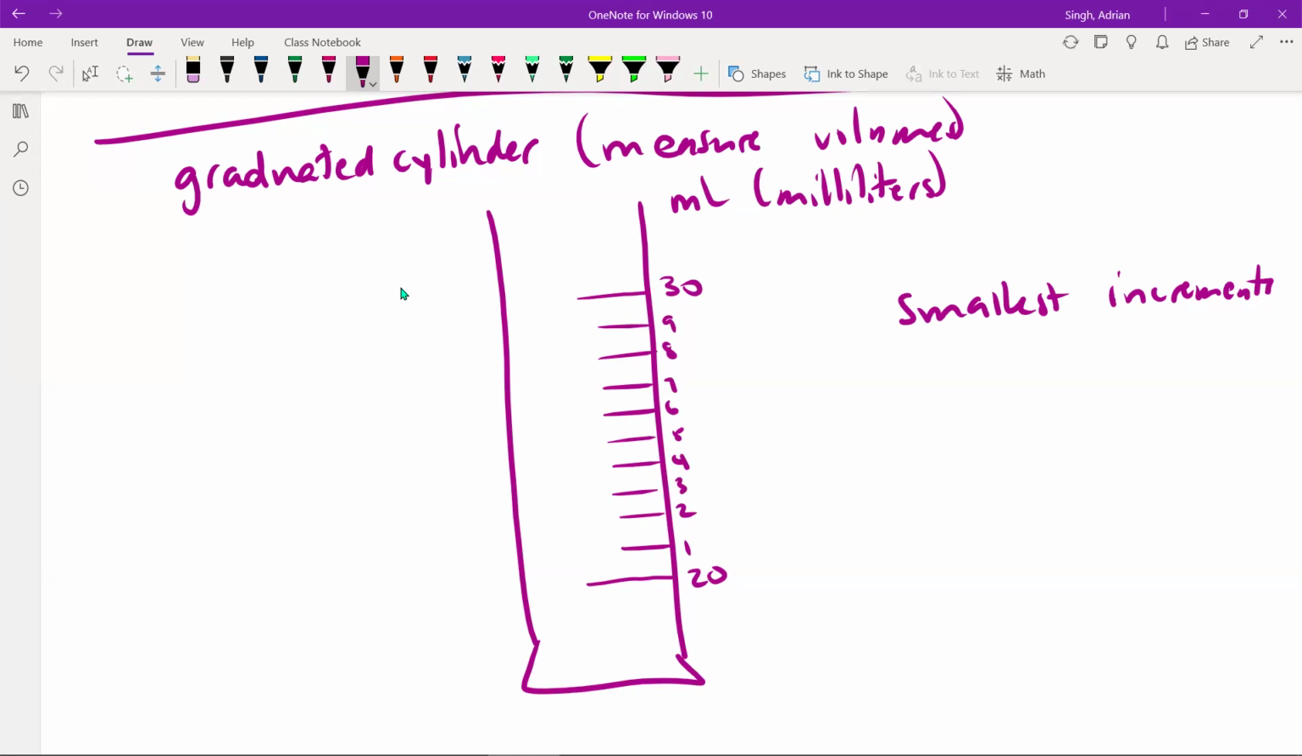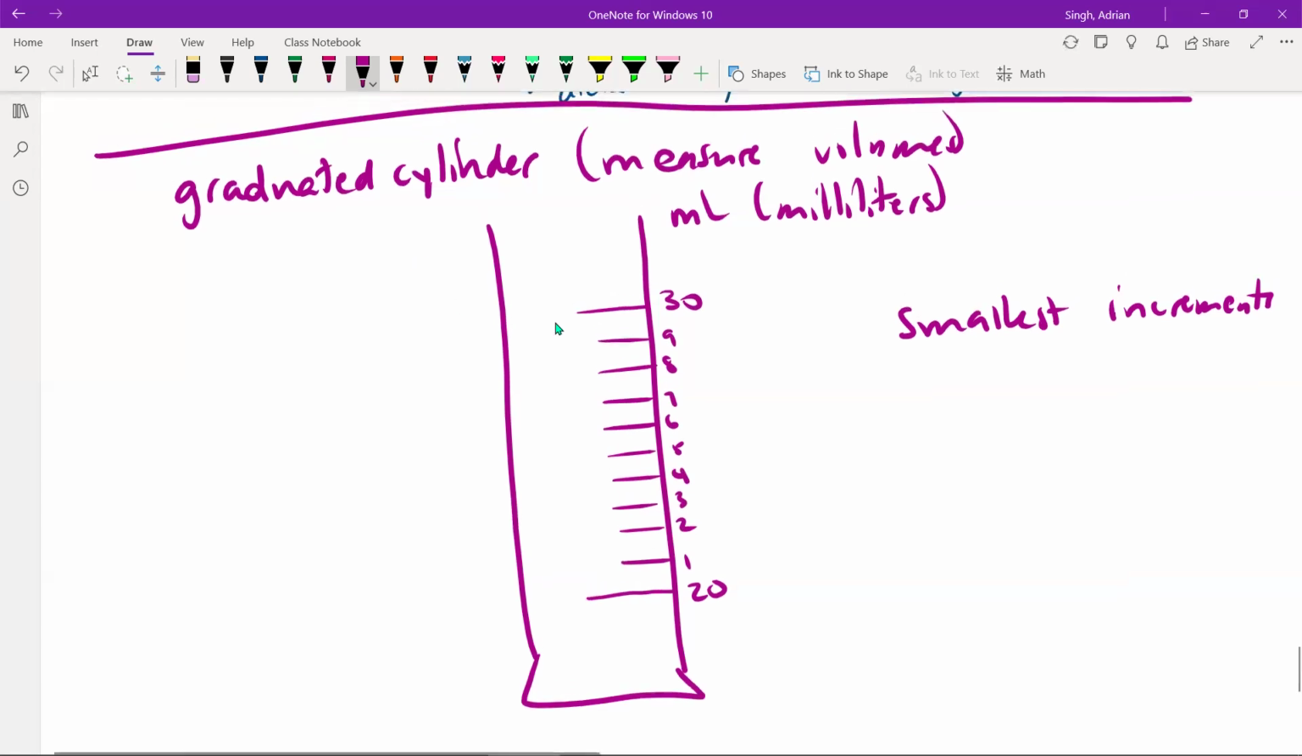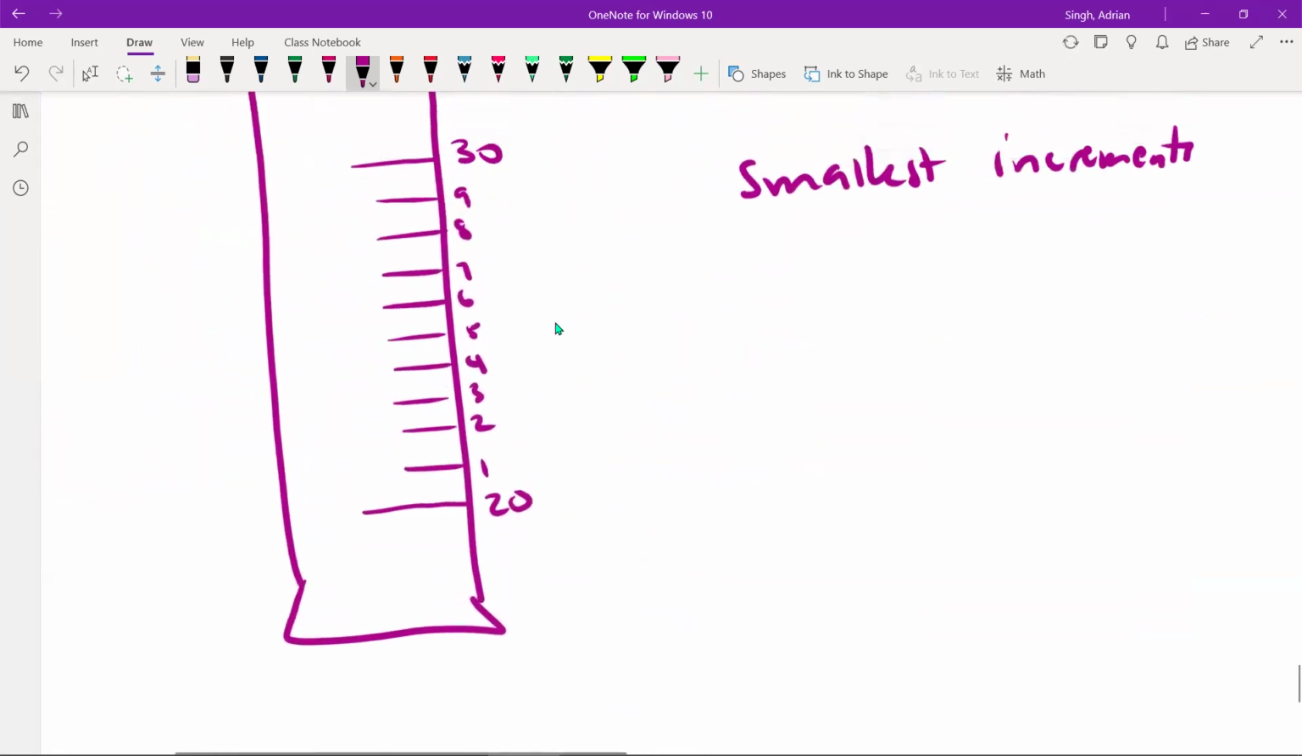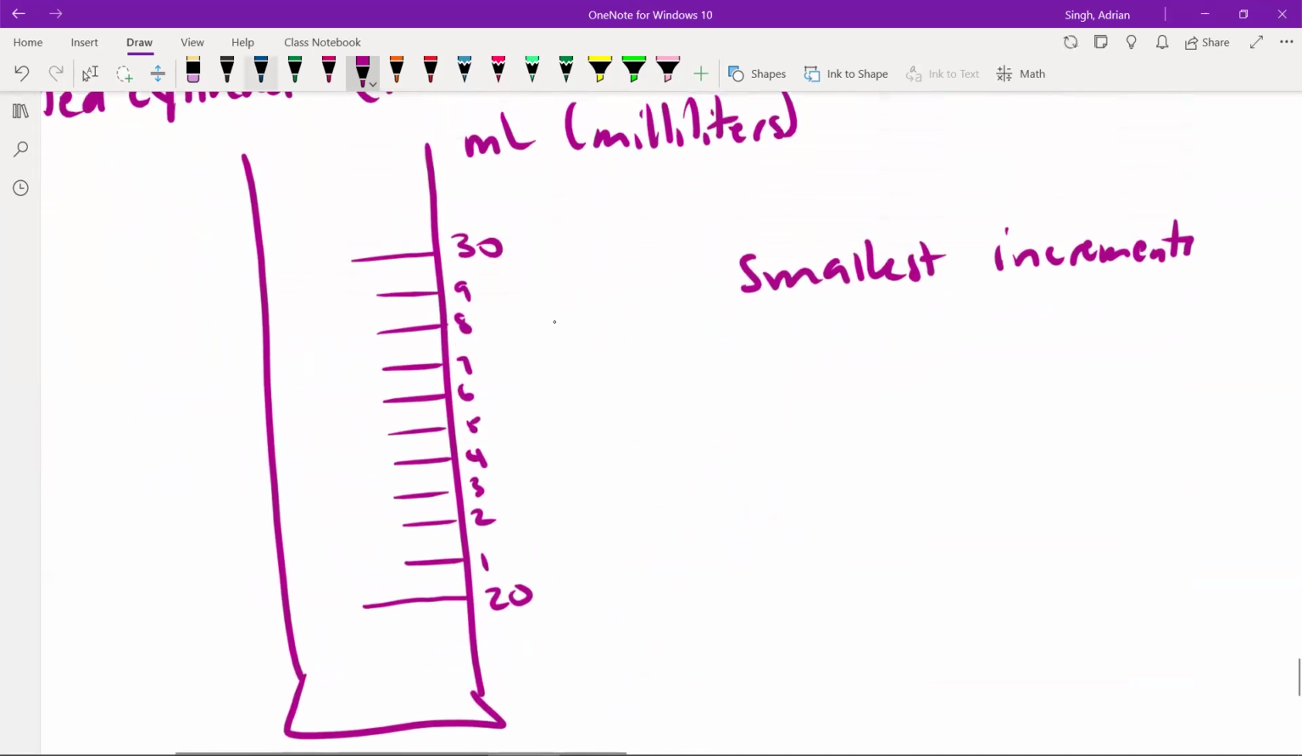So if I put some liquid in here, like some water, for example, when you put water in a cylindrical device, it adopts a very characteristic shape. It kind of looks like a smiley face, like this, for example. And that's known as a meniscus. Okay, and for a water meniscus, what we read is we read the bottom of that meniscus. Okay, so you want to get that at eye level, assuming this is your eye. Okay, we're going to read the bottom.